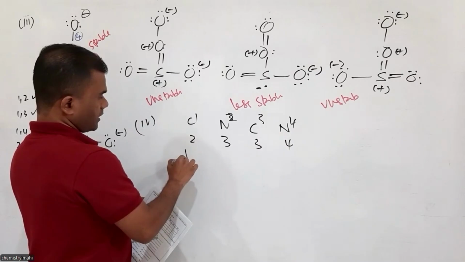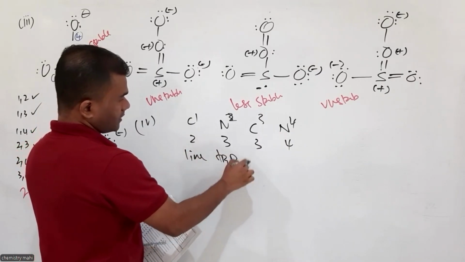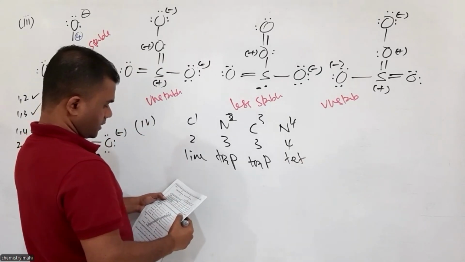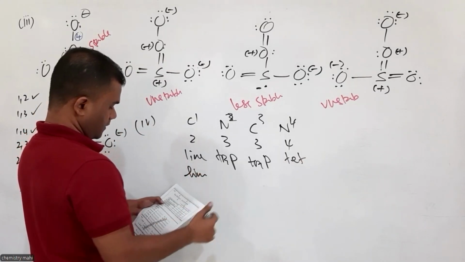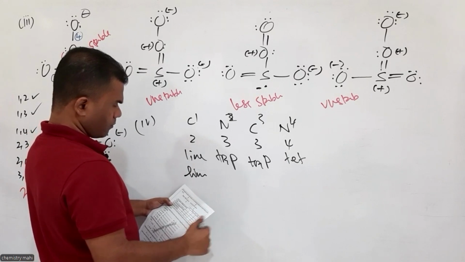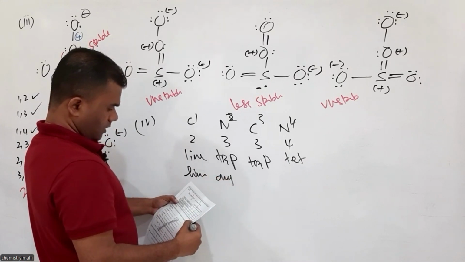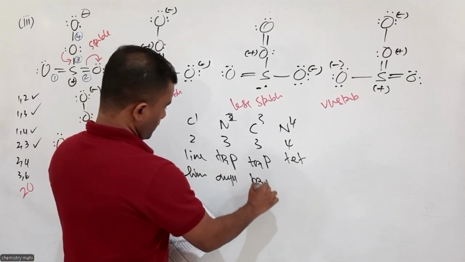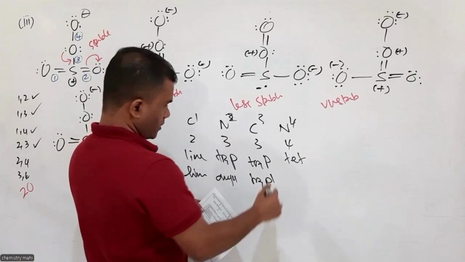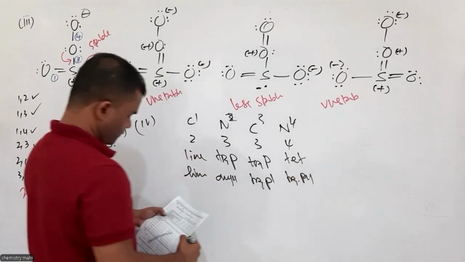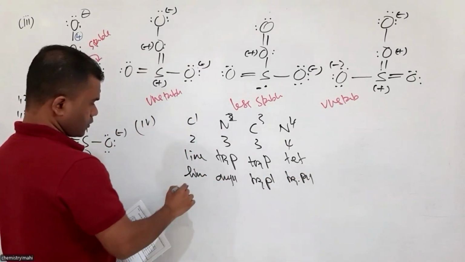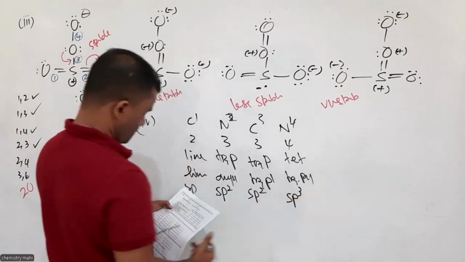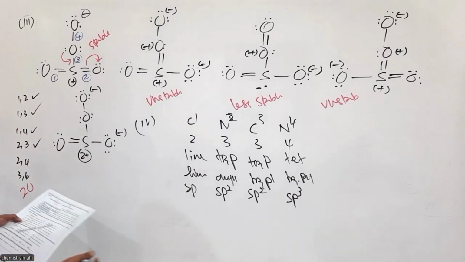Electron pair geometry, then linear, trigonal planar, tetrahedral. Shape, again linear, no lone pair. Next one, N2, lone pair available, angular. Next C, trigonal planar again, no lone pair. Next one, nitrogen, trigonal pyramid. Shapes, hybridization. There are 2, meaning sp. This is sp2. This is sp2. This is sp3.